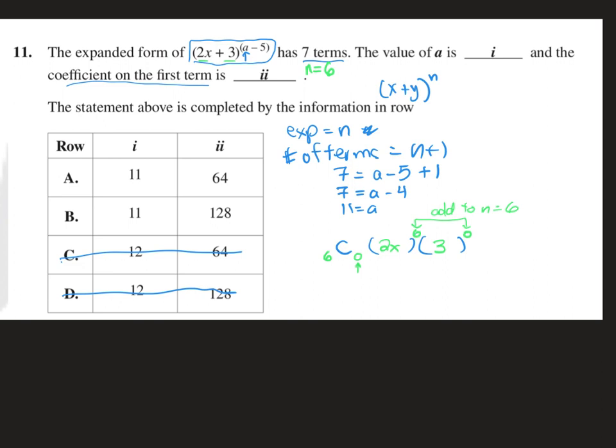And now we just simplify it. So 6 choose 0 is going to be 1. 2 to the 6, we've got to make sure we apply the 6 to both the 2 and the x. 2 to the 6 is 64, x to the 6, and then the second thing, 3 to the 0, anything to the 0 is 1, and that would mean when we multiply all that, we simply get 64 x to the 6. So the coefficient that they were asking about would be the number in front, so 64. So that means our answer would be A.